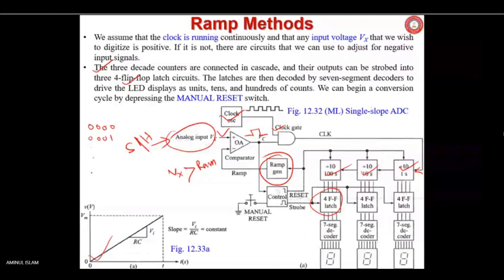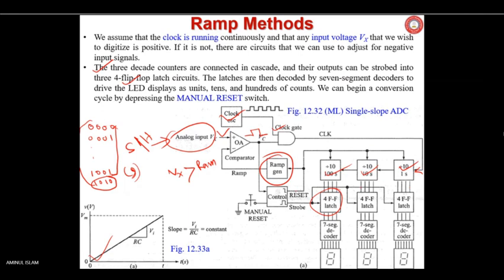It will count up to decimal 9. After that, once it becomes 1010, it will be reset to 0. This is the instantaneous value. So 10 different binary values will be the output of these decade counters.